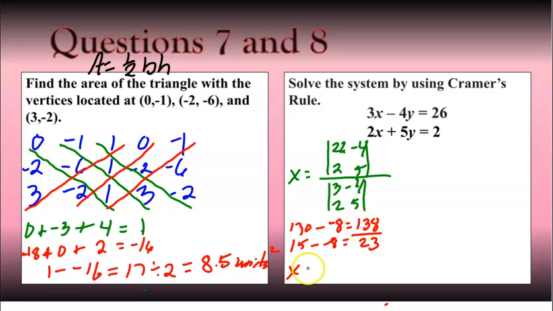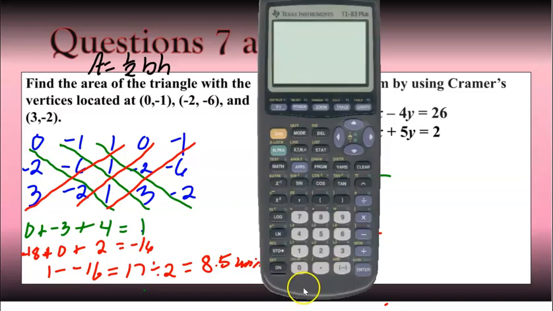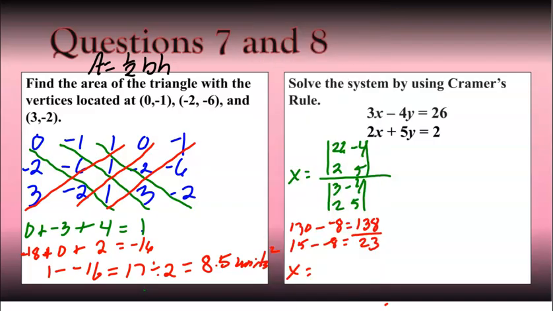And then I divide my two answers. And that's going to give us x equaling, if we grab our calculators here, we have 138 divided by 23. That gives us 6. So x is going to equal 6. And then find what y equals.